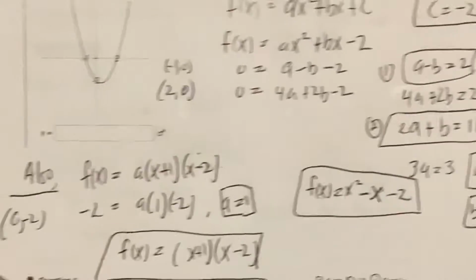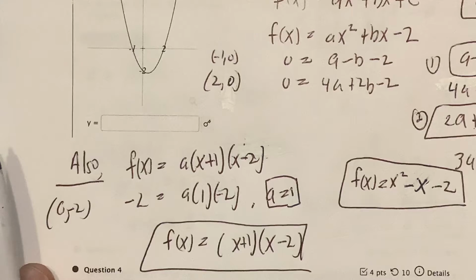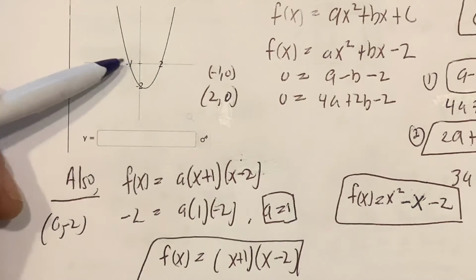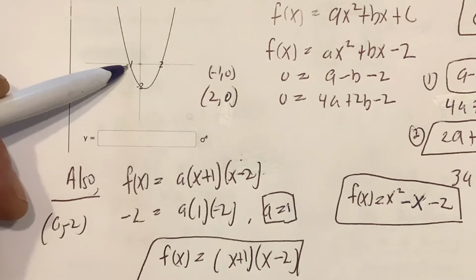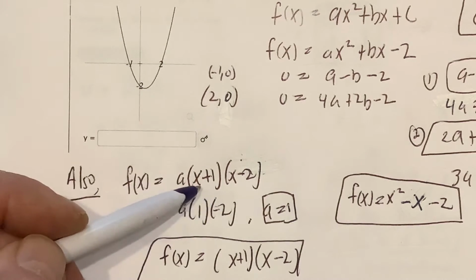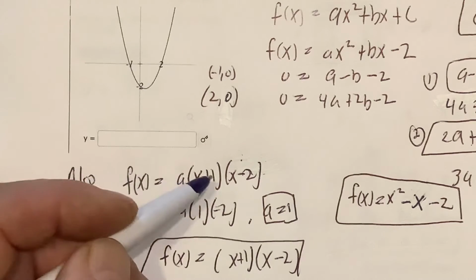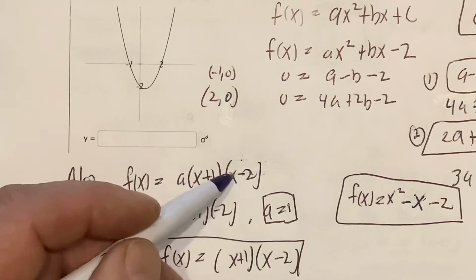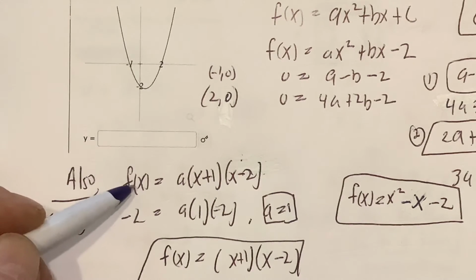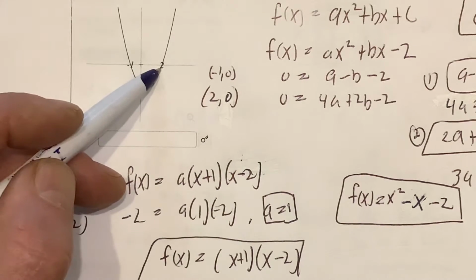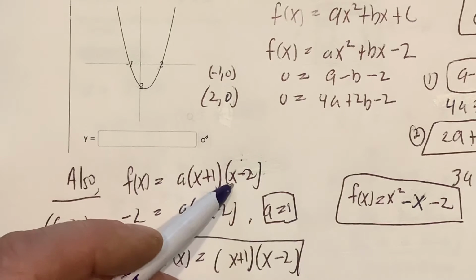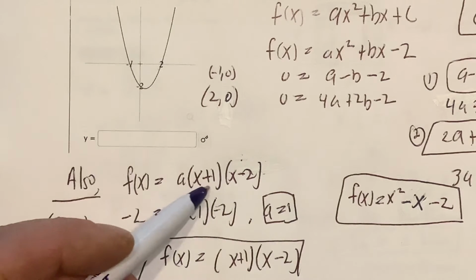Now, a faster way to do it, I noticed some people did this. If you realize these are x-intercepts, folks, remember if x equals -1 is an x-intercept, then that means x plus 1 is a factor. You can see that because if you set this equal to 0, then x would have to equal -1 or 2 for this to be 0, right? So if 2 is an x-intercept, then x minus 2 has to be a factor. So that's the slick way to do it.